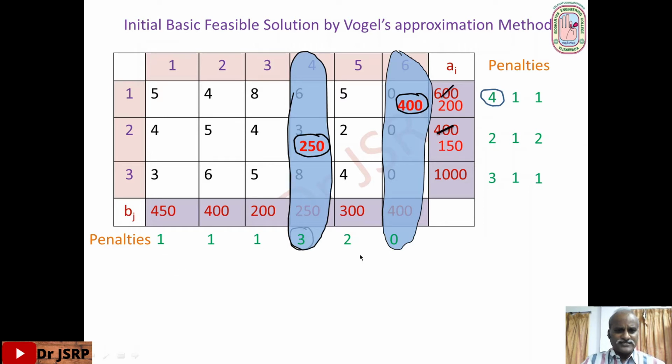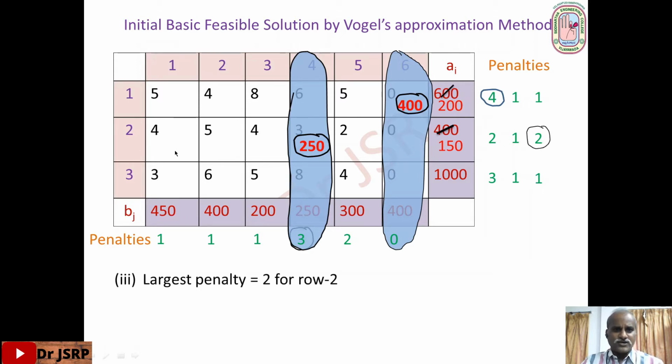Still, the column penalties remain the same. Now identify the largest penalty. So we have the largest penalty at 2 places, that is for row 2 and for column 5. So arbitrarily you can take any one. There is no rule to break this tie. So arbitrarily I take the largest penalty for row 2.